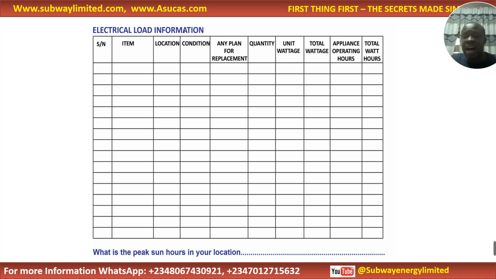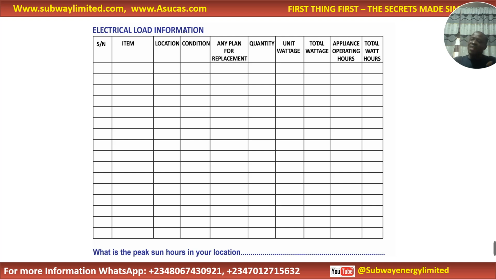So if it is 5 hours, you write it here. If it is 3 hours, you write it here. Each of the electrical loads, you have to line up like this. Write the operating hours of each of the electrical loads. We will tell you how you can average the electrical load and the inference you are going to make when you are designing the solar system.